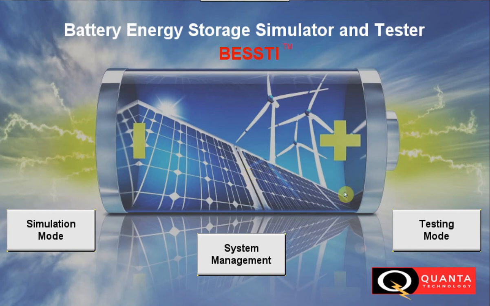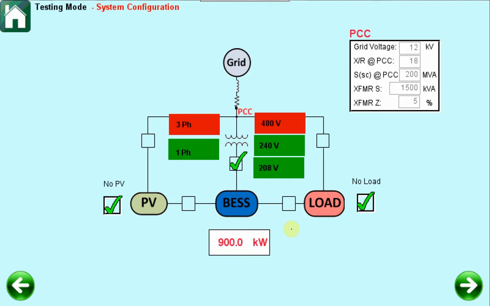There are three choices here shown in the three buttons below. Testing mode is the one used to test and verify the battery performance. Simulation mode can be used to simulate a battery management system, but that is not the focus of this video. Finally, the system management option allows you to see and change the system settings such as the tester and battery IP addresses and other key diagnostics. Let's start with the testing mode.